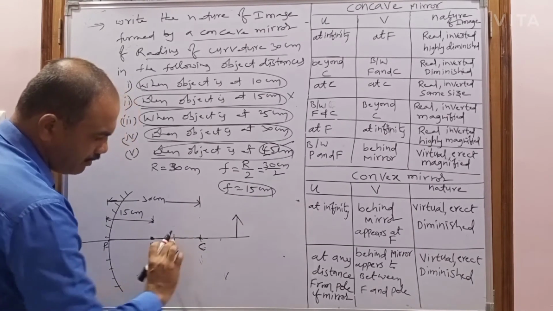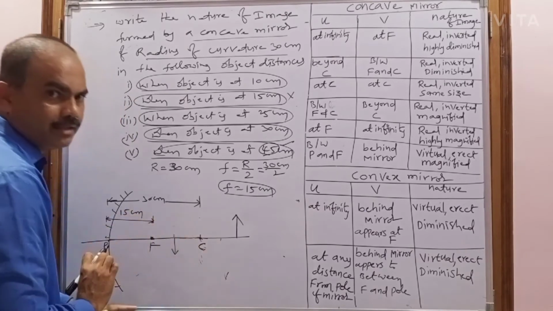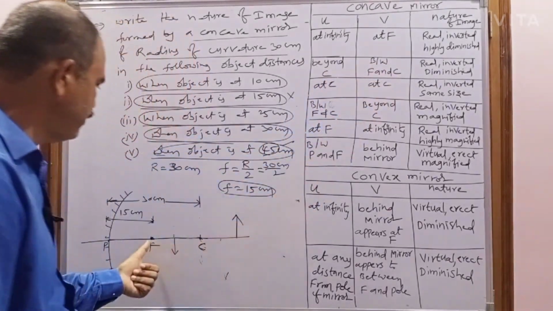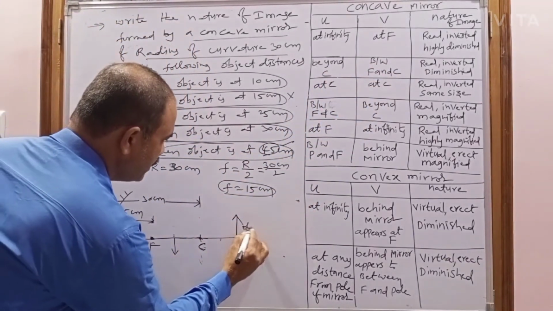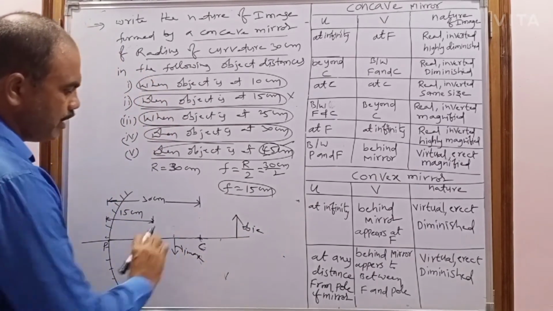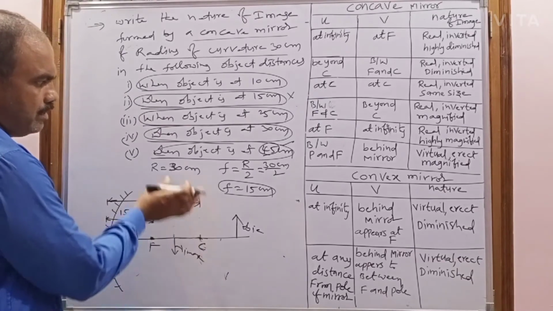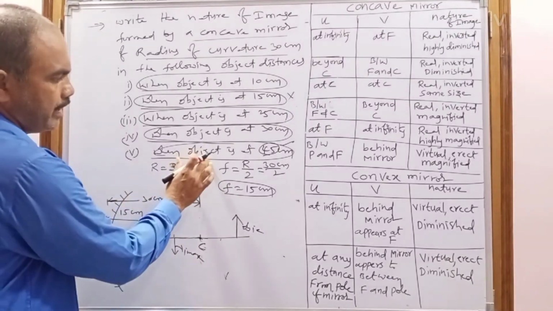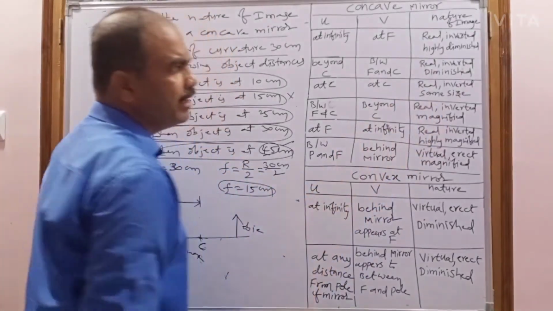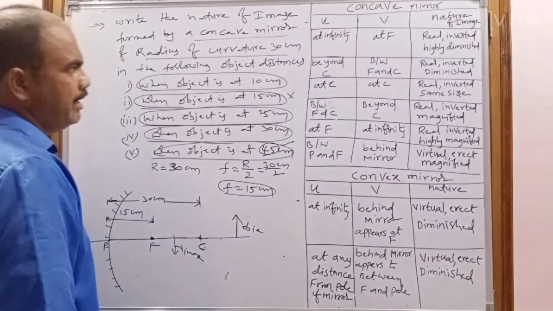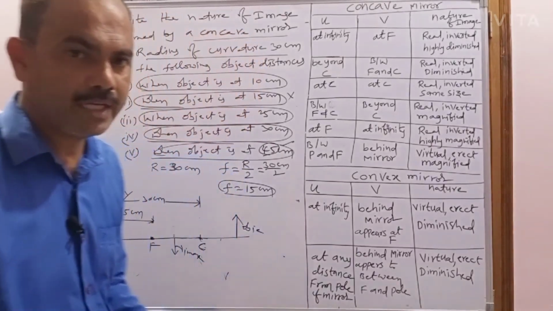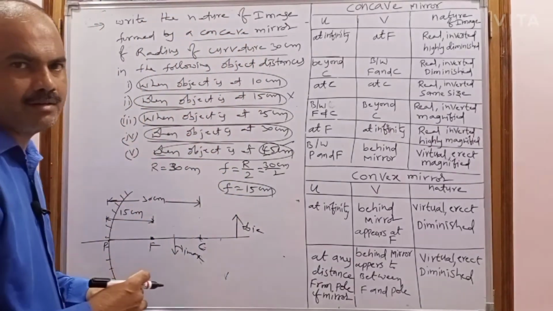But the image will be what? The image will be small in size, because it is a diminished image. When the object is beyond C, it will be formed between focus and center of curvature. Now this is the object and this is the image. So now you can guess where the image is formed. If you know the F and R, you can guess the object distance, the image distance, and also write the nature. So this is identifying or guessing the object distance, image distance and nature of the image, if you know the F and R.